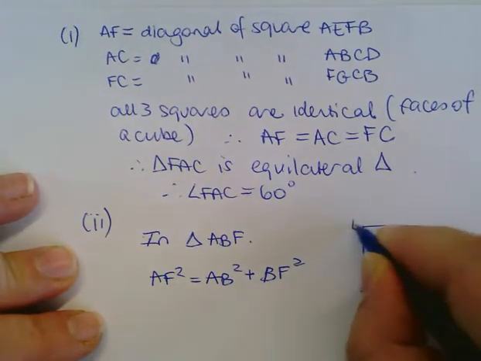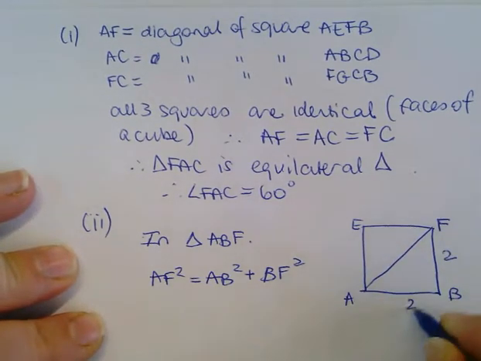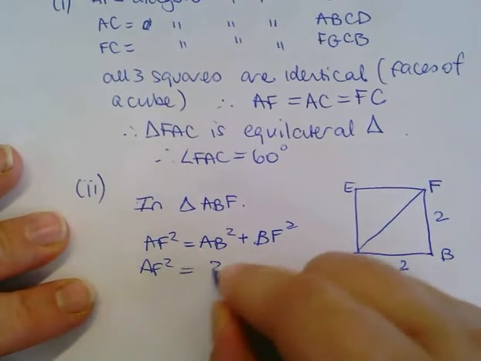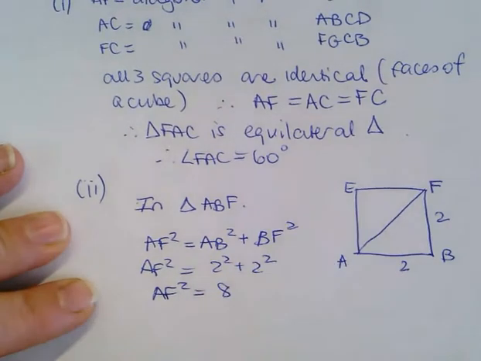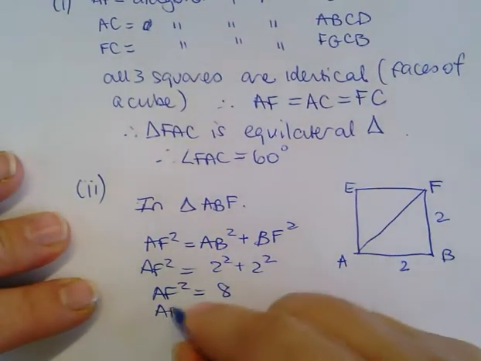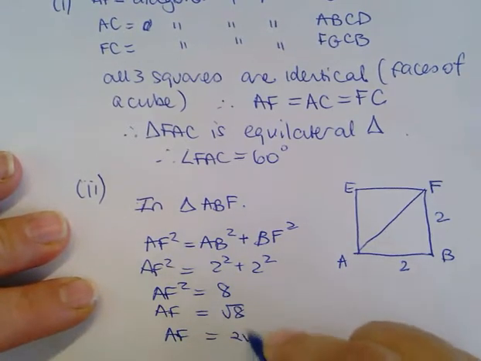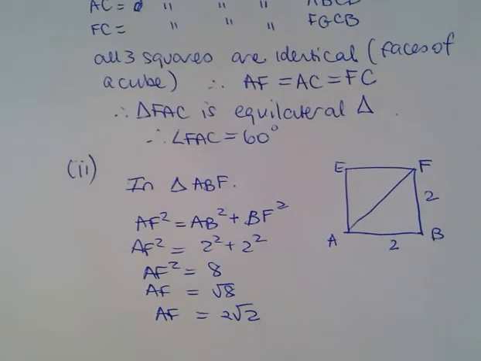I'm using the top face, AEFB. We know that's 2 and that's 2. So AF squared is 2 squared plus 2 squared. AF squared is 8. So what's AF? It's root 8, which is root 4 times root 2, which is 2 root 2.